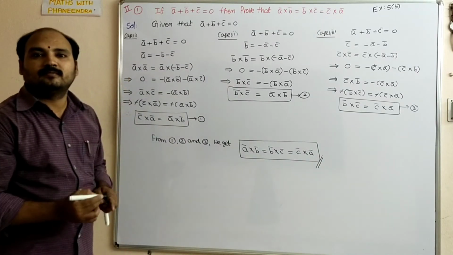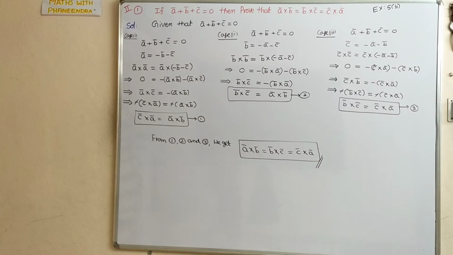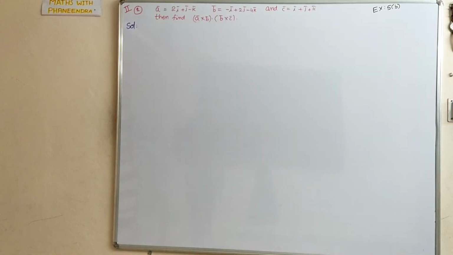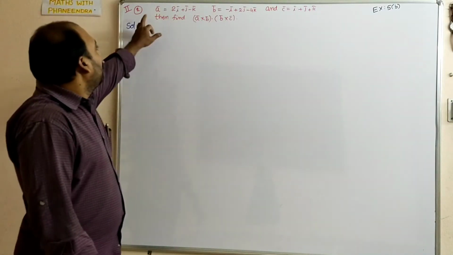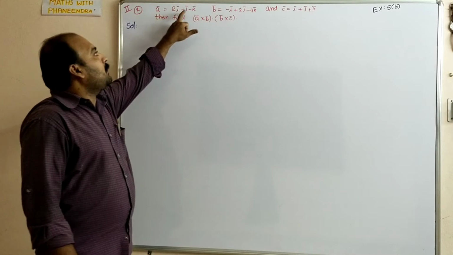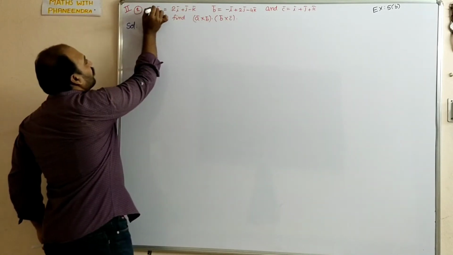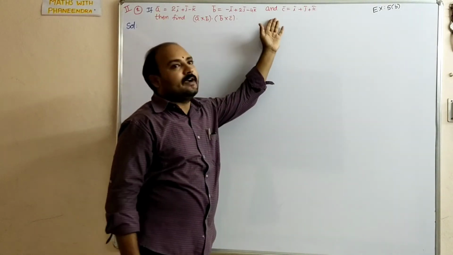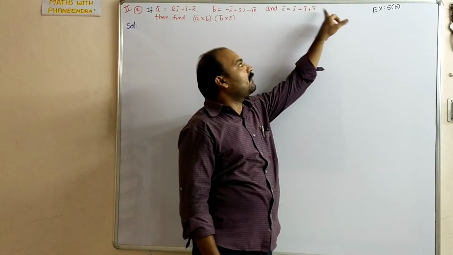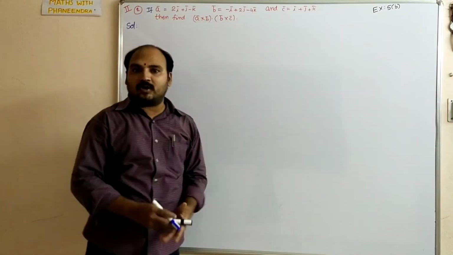Hence proved. We'll move to the next question now. The next question may come for 4 marks. If A bar equal to 2i plus j minus k and B bar equal to minus i plus 2j minus 4k and C bar equal to i bar plus j bar plus k bar, then find A bar cross B bar dot B bar cross C bar.